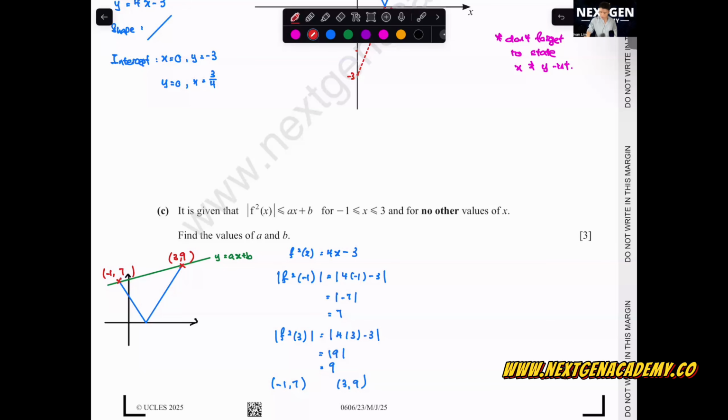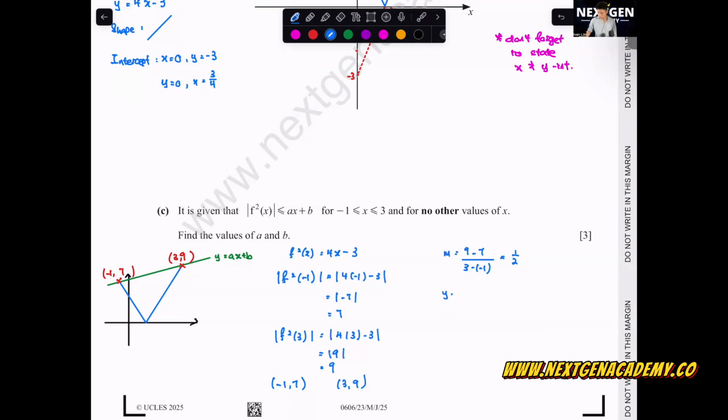Okay, so now we will find what the m value is. m is 9 minus 7 over 3 minus 1. The m value, you just type into the calculator, and we will get 1 over 2.